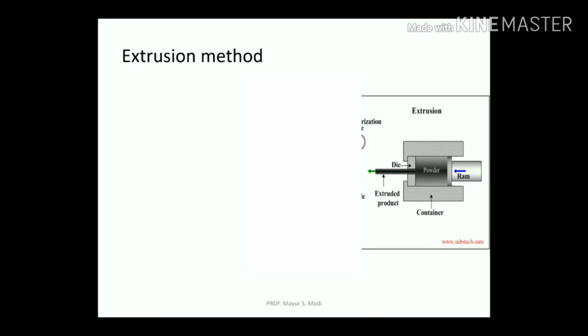So it moves from right side to left side. According to the cross sectional area of the die, if it is circular, triangular, rectangular, star shape, whatever you want, we just have to make the die with that cross sectional area. So with the application of the ram, it is pushed and the extruded product is collected from the second end of the die.